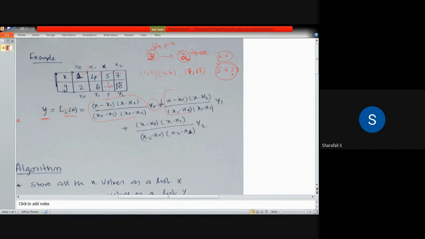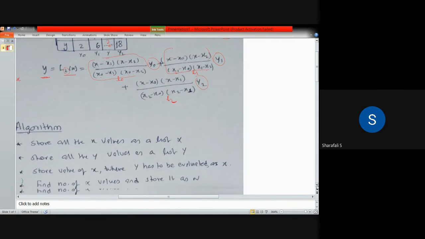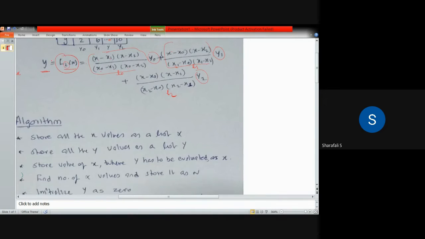And for L1, we are having this equation, that is x minus x0, x minus x2. In the numerator, we do not have x minus x1 because we are calculating for y1. And in the denominator, we will not be having the x1 minus x1 term, but other terms we have to consider: x1 minus x0, x1 minus x2. And similarly for the third term also. So we will get L0 times y0, L1 times y1, L2 times y2. And if you add all those terms, then you will get the corresponding value for this L2 of x.